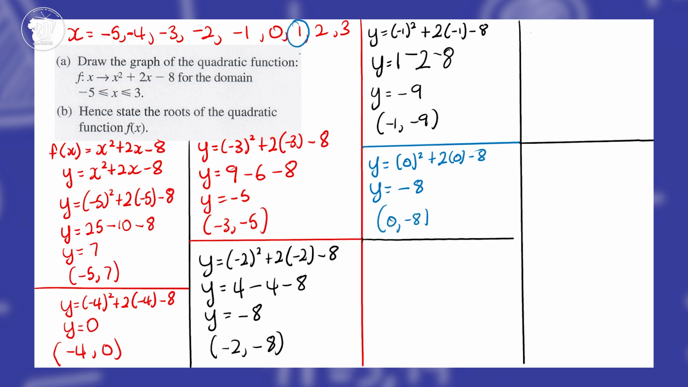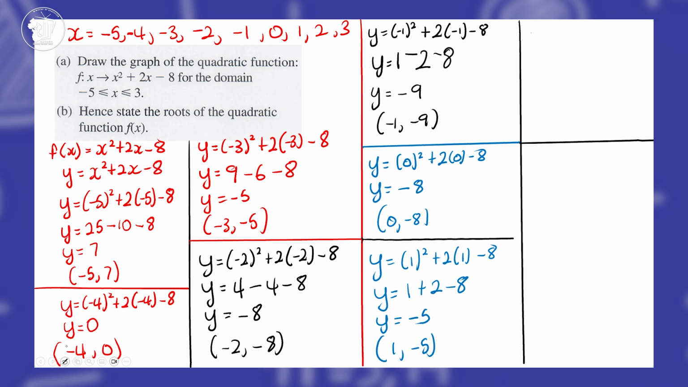Now let's move on to positive 1. So we'll have y is equal to, instead of x squared, we'll have 1 squared plus 2 times x, which is 1, minus 8. So y will be equal to 1 times 1 is 1, plus 2 times 1 is 2, minus 8. So y will be equal to 1 plus 2 is 3. 3 minus 8 is a negative 5. So you'll have y is equal to negative 5. So our coordinates here would be 1, negative 5.